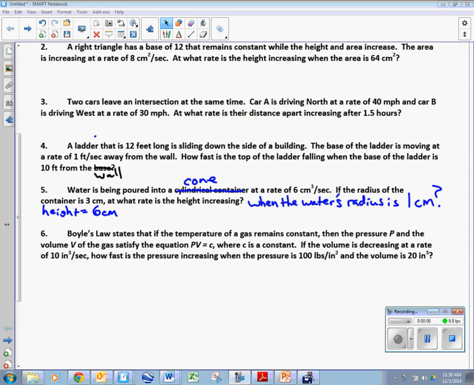Here's what we're gonna do. It says we're gonna do number 4. A ladder that is 12 feet long is sliding down the side of a building. The base of the ladder is moving at a rate of 1 foot per second away from the wall. How fast is the top of the ladder falling when the base of the ladder is 10 feet from the base of the wall?